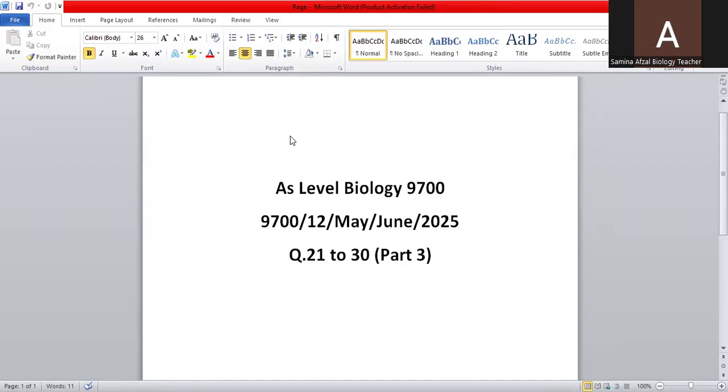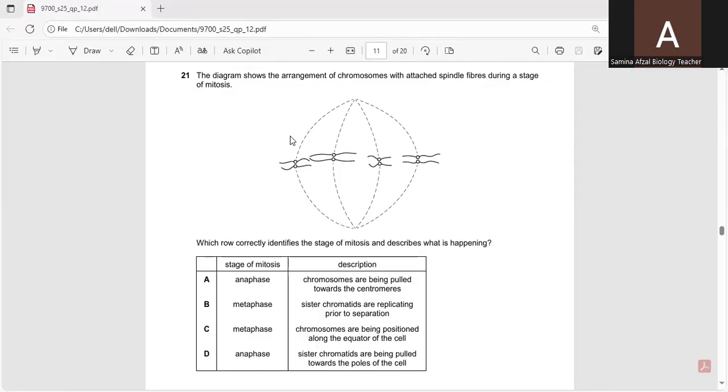So, question number 21: the diagram shows the arrangement of chromosomes with attached spindle fibers during a stage of mitosis. Mitosis is a cell division in which chromosome number is maintained generation after generation. So here you can see the chromosomes, and we have to correctly identify the stage of mitosis and describe what is happening. You can see the chromosomes are moving towards the opposite poles.